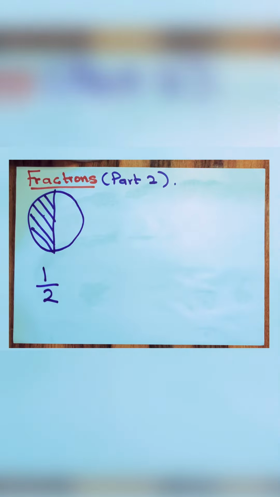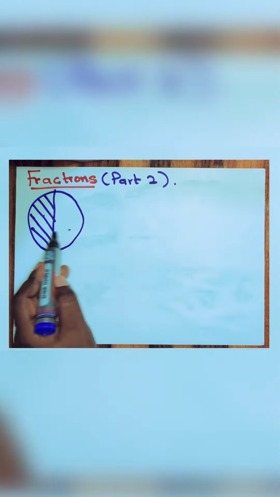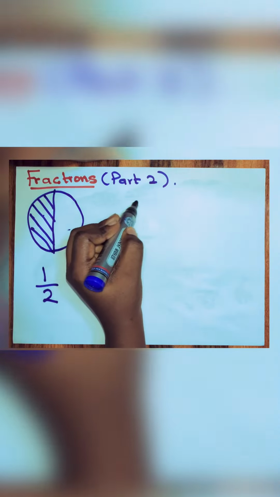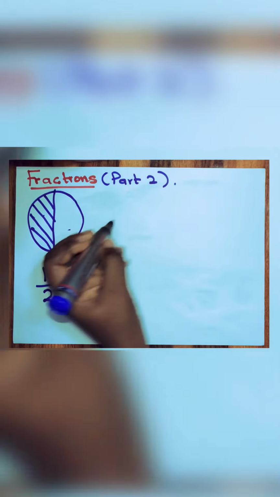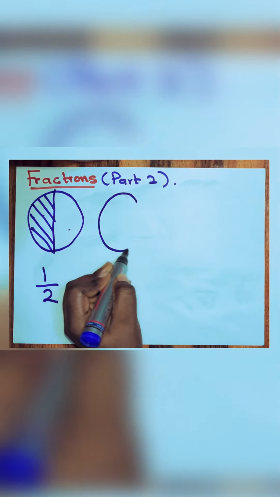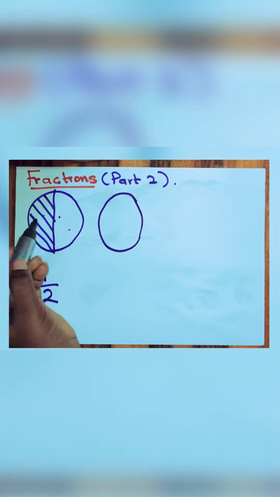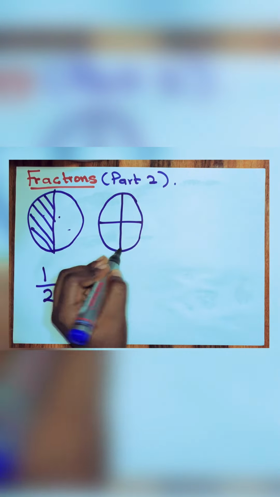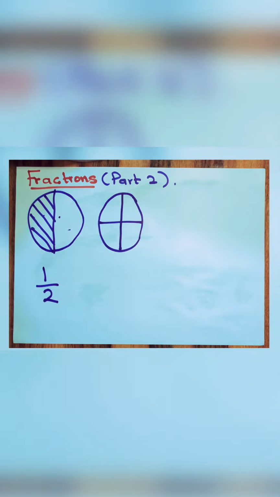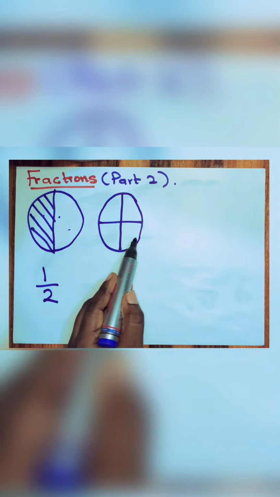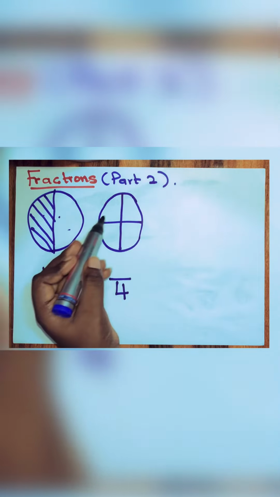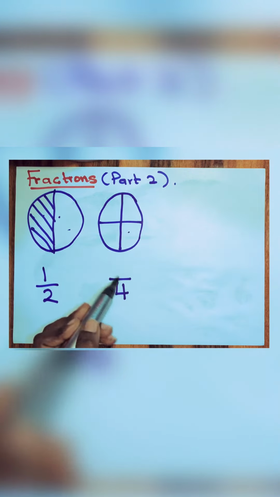Now let's imagine that instead of cutting the pizza into two equal pieces like this, I cut it into 4 equal pieces, like this and like that. So here I have 4 equal pieces, so the denominator will be 4. 1, 2, 3, 4.